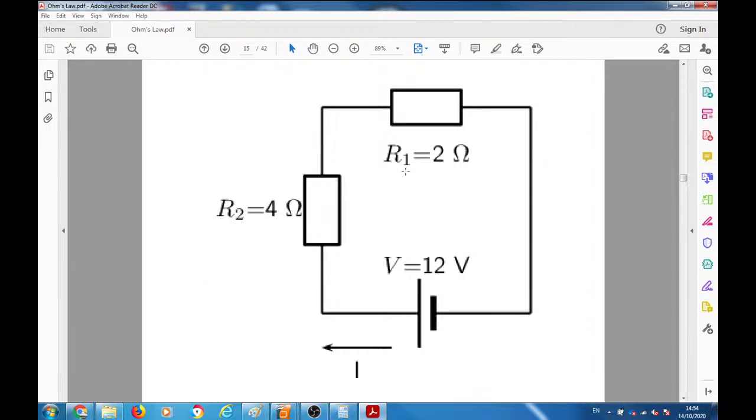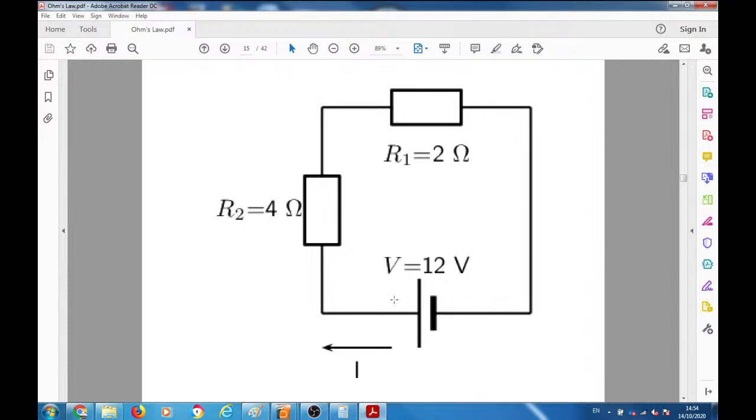So 12 divided by 6 gives us 2 ampere. I know there's an interesting thing as well. When you look at R2 and you want to know how many volts you will find across this resistor, I've got the current, which is 2 ampere, and the 2 ampere go all the way through. It doesn't change. So whatever comes out here goes back in here.